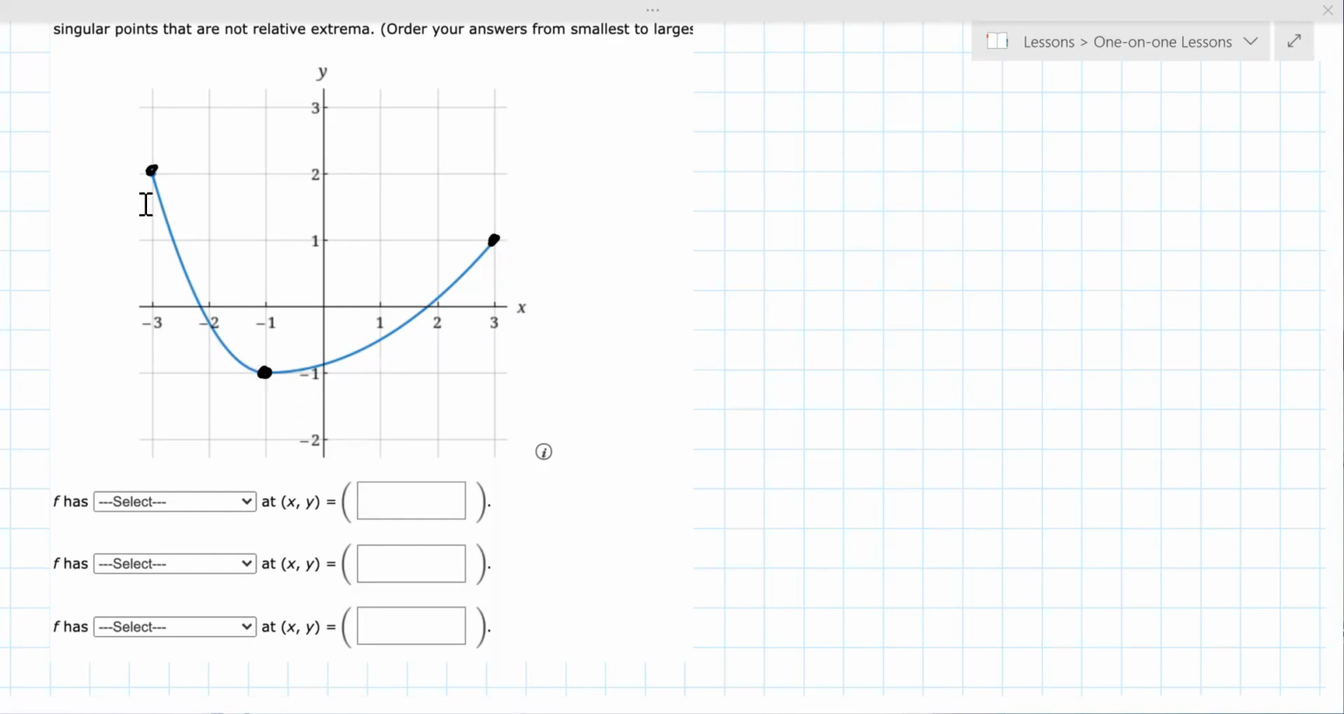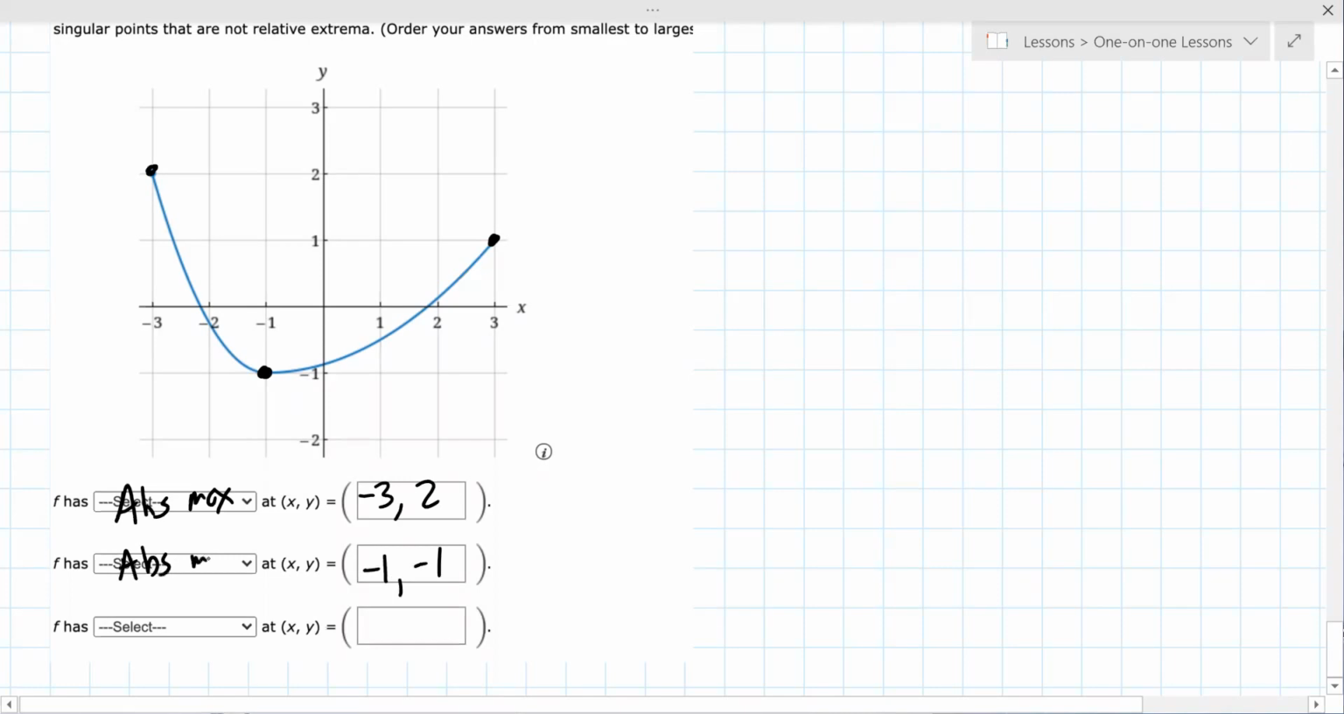So the way I look at this is this first point, -3, 2. I can tell that it's higher than everything else, so it's an absolute max. This point down here, -1, -1, it's the smallest of everything, so it's an absolute min. But this point on the right, 3, 1, it's higher than this stuff, but it's not the highest of everything, so that's why it's a relative max.